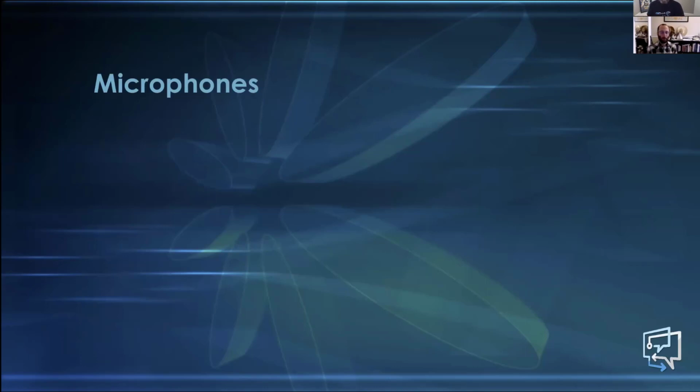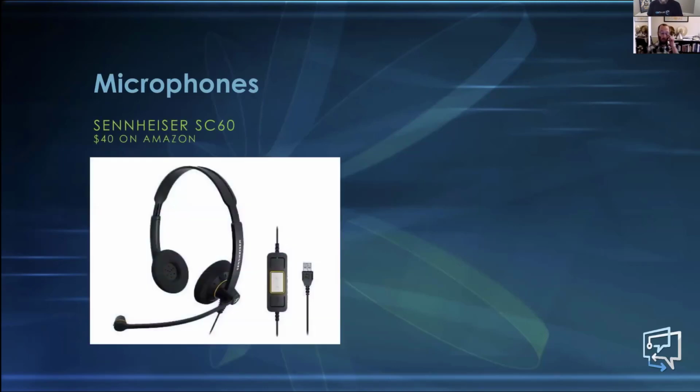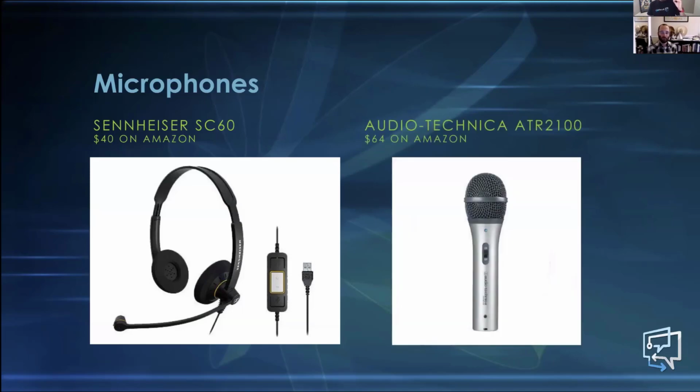So what I use a lot of the time is this microphone right here, Sennheiser SC60, and right now it's $40 on Amazon. It's not the best quality, but for me it's easy. I put it on when I do feedback for my workshop, great. If you want to spend a little bit more money, $25 more, you can buy this one. A lot of really, really good podcasters use it. It has an amazing audio quality.